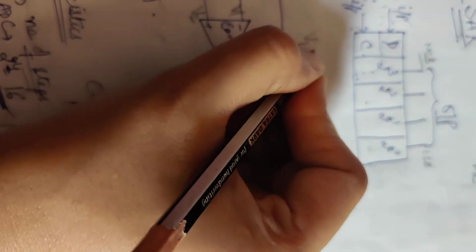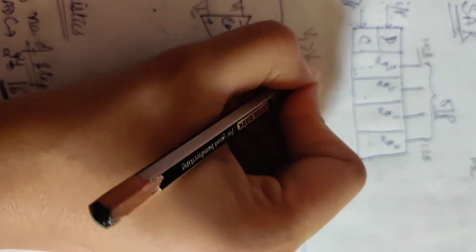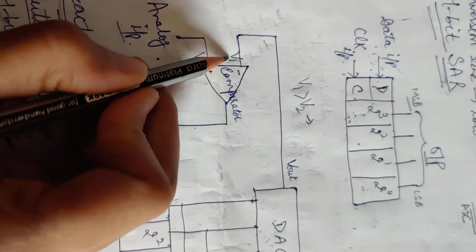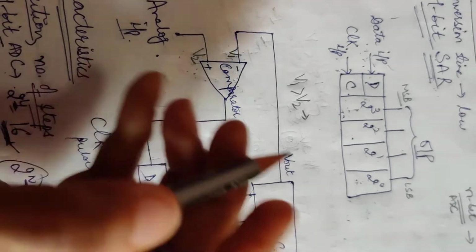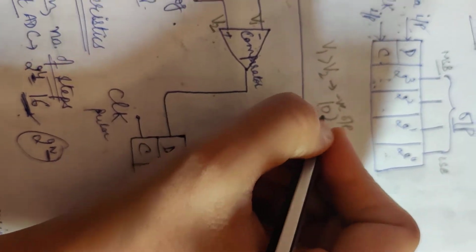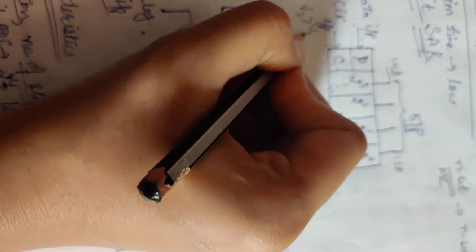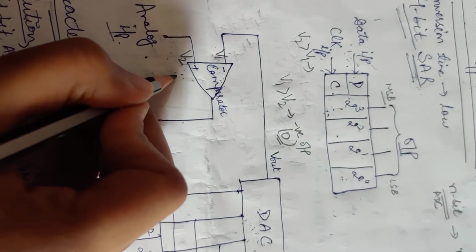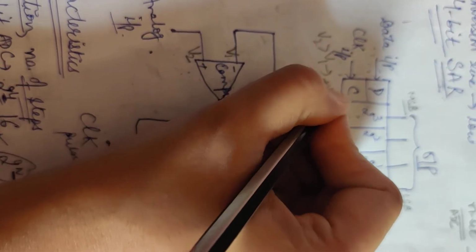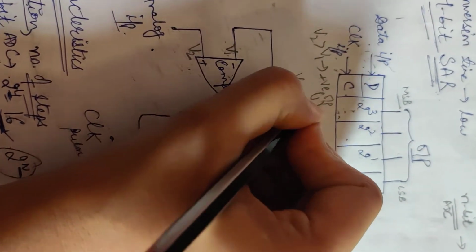So if V1 is greater than V2, V1 being inverting, the output is negative, and negative output is considered as low. And if V2 is greater than V1, V2 being non-inverting, it gives positive output, that is high, 1. And if V2 is equal to V1, it also gives positive output.